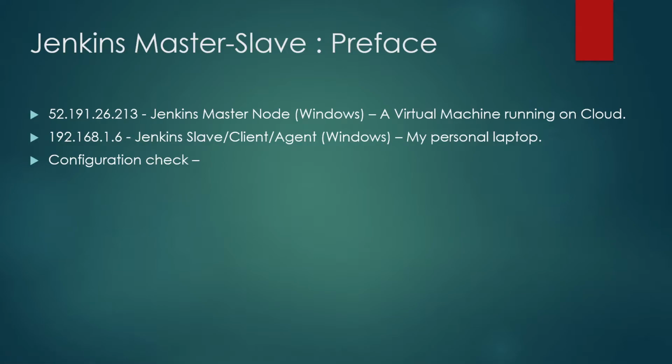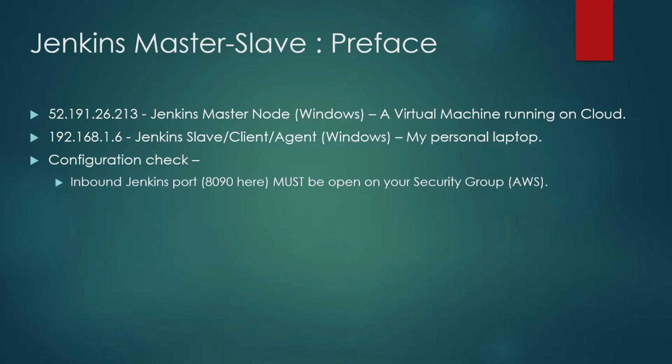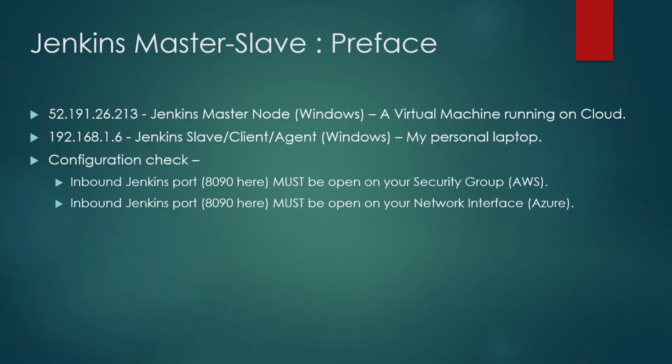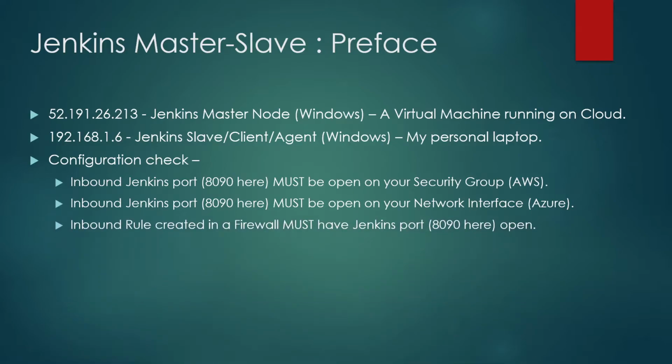Now a few configuration checks have to be done. The first one is inbound Jenkins port 8090, which we'll use here, must be open on your security group if you have spun this server on AWS, which is Amazon Web Services. Similarly, the same thing has to be done on the network interface if you're using Azure cloud. The inbound rule created in a firewall must have Jenkins port 8090 open. You can use any port. I have used 8090. By default it is 8080. So you have to do that as well.